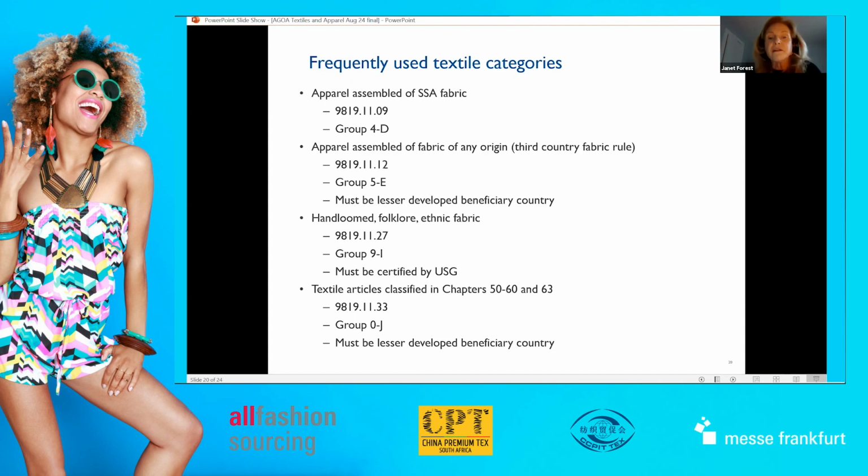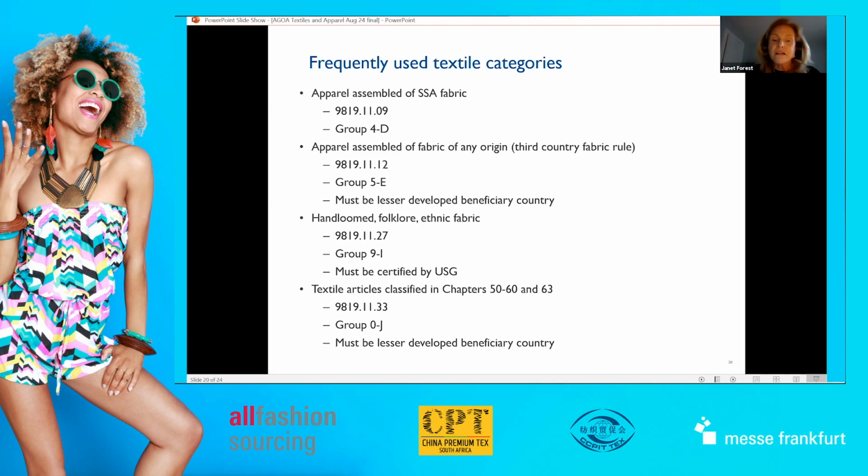This can only be used by lesser developed beneficiary countries. So for example, South Africa cannot use this provision. Then we go to handloom, folklore, ethnic fabric. A lot of people try to use this provision, but you need to be cautious because this only applies to specific articles that have been certified by the US government. So for each country, there will be a federal registered notice listing exactly what products qualify under this provision.